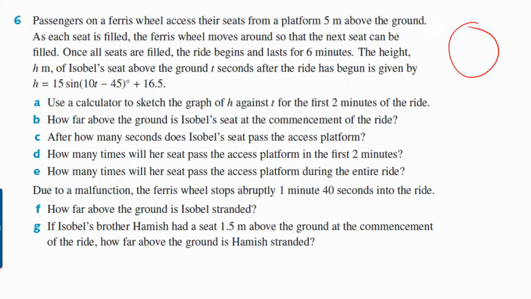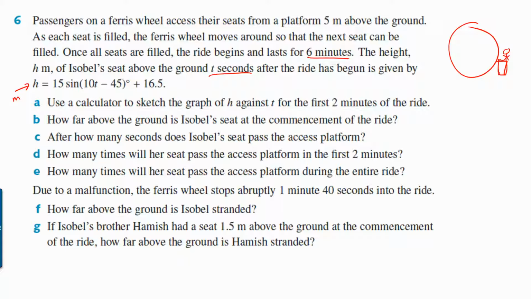So we got a Ferris wheel, 5 meters above the ground. So let's say this is you standing and you're 5 meters above the ground. It's a Ferris wheel. You're 5 meters above the ground, and it says that each seat is to be filled, and once all seats are filled, the ride begins and lasts for 6 minutes. The height is h meters, so h is in meters, and the time is in seconds. So the first thing you should note is that 6 minutes in terms of seconds is 60 times 6, which gives you 360 seconds. So you know that your maximum domain is already from 0 to 360.